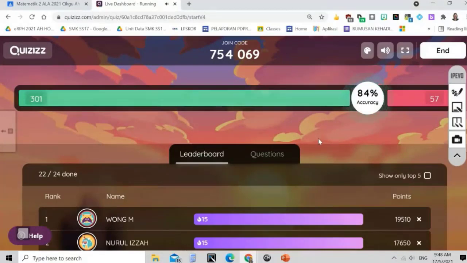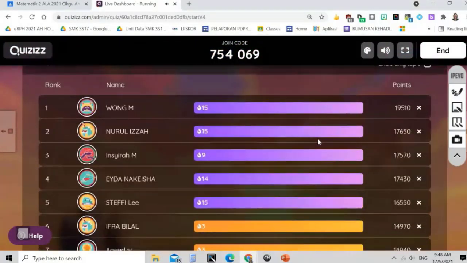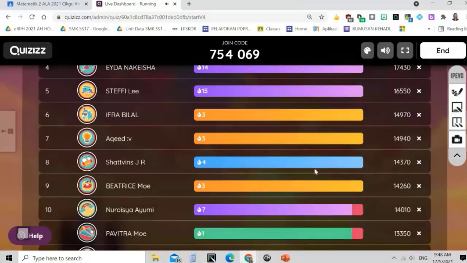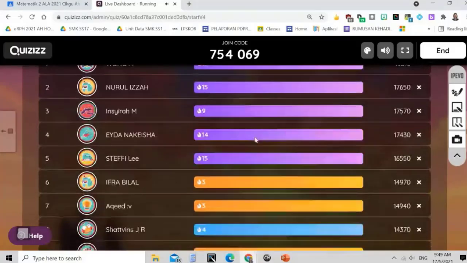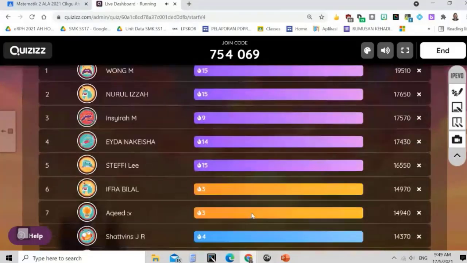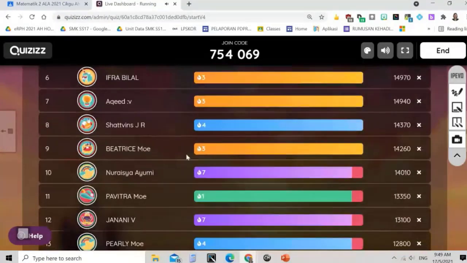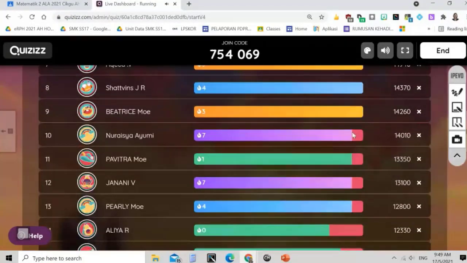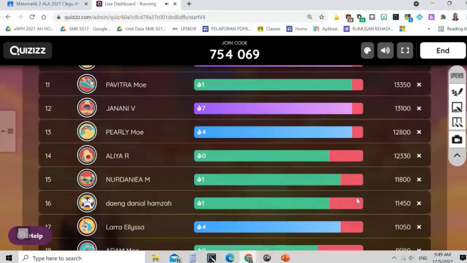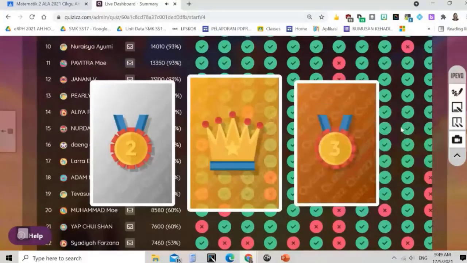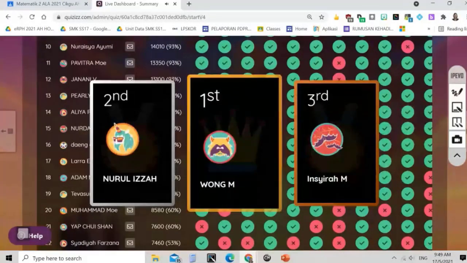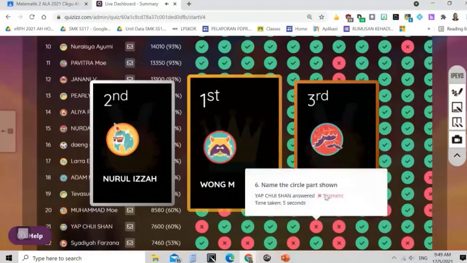22 or 24 done. Two more not finished. Okay, now on top, all correct: Jingwen, Iza, and Steffi. Congratulations. Actually, questions 1 to 9 are all correct. Some of them reattempted, because of the different color you can see. The ones they got wrong, they took for reattempt. The red ones mean there are wrong answers. Who hasn't finished yet? Okay, all done already. Number one is Wong, second Iza, and third is Inshira.